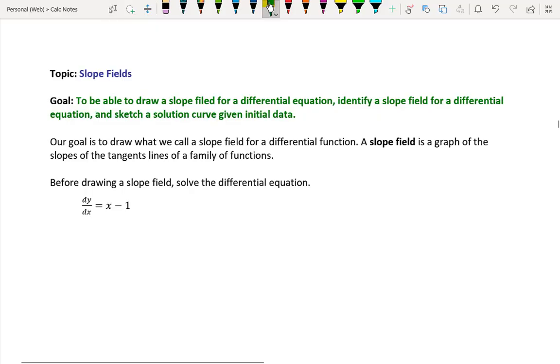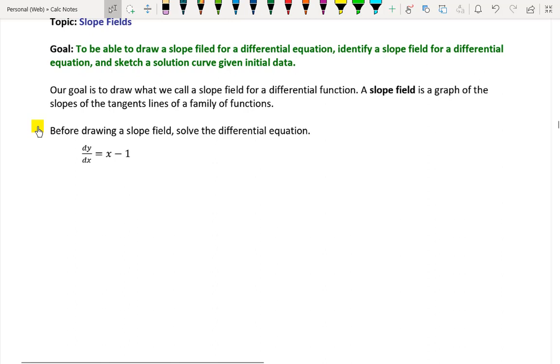Okay, so we're back today talking about slope fields, and our goal is to be able to draw a slope field for a differential equation, identify a slope field for a differential equation, and sketch a solution curve given some initial data. Okay, so we're going to be doing all of those things here.